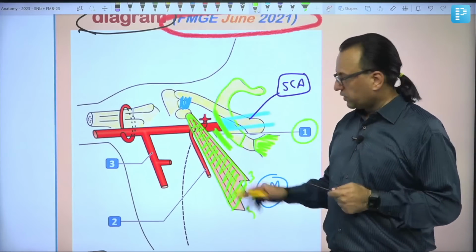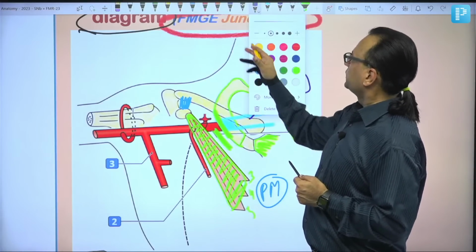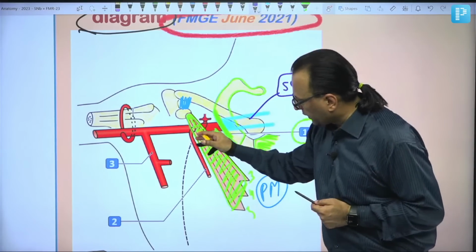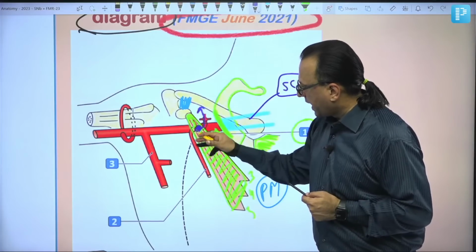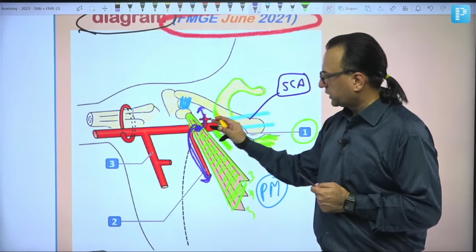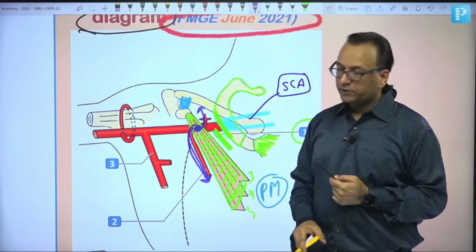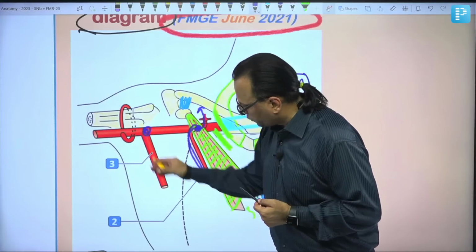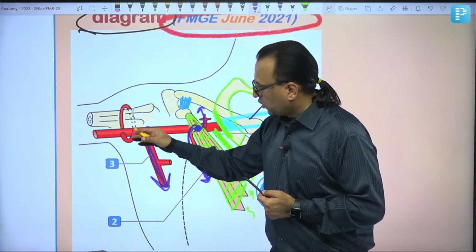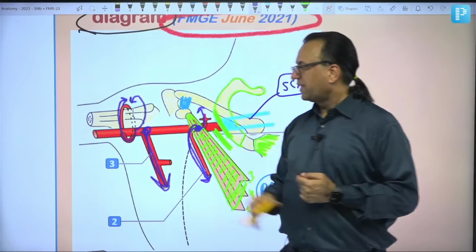Deep to the muscle, you have two branches. What are those branches? One is shown here and one is shown here. So, these are two branches which are deep to the muscle. So, second part giving two branches and third part giving three branches, one here and one anterior to humerus, one posterior to humerus. So, what are their names?